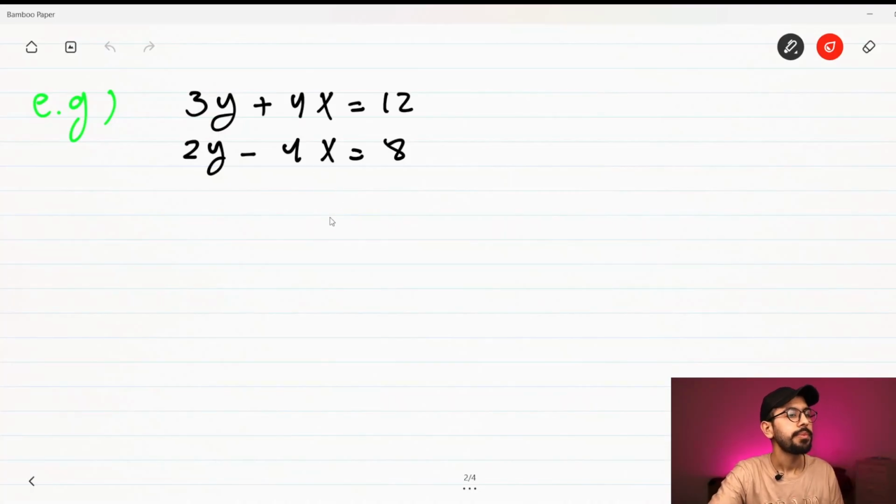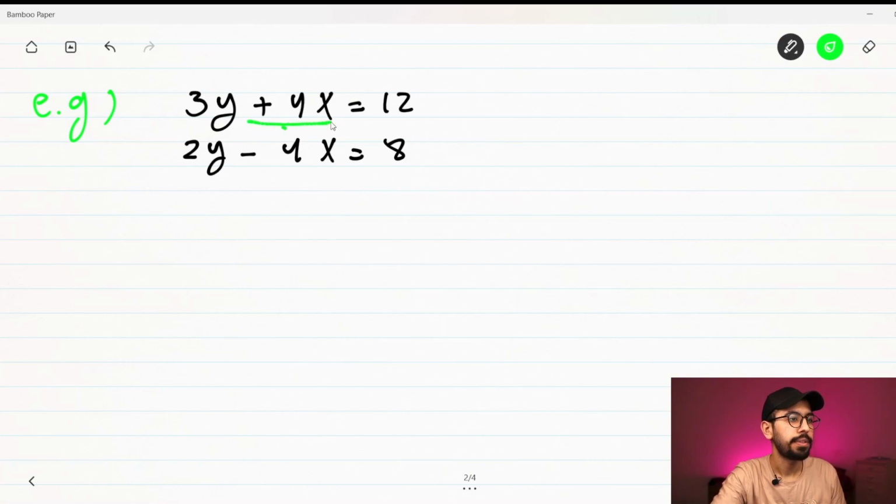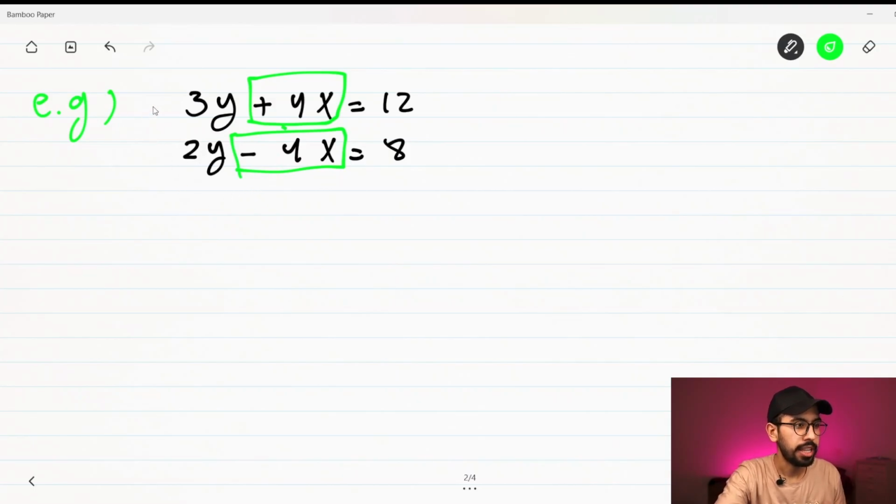In this example, we have 3y plus 4x equals 12 in the first equation, and in the second equation, we have 2y minus 4x equals 8. So what we can do now, let's say we have positive 4x and negative 4x. It is obvious that we need to add these two equations together in order for the x's to eliminate each other, and we will have just y.